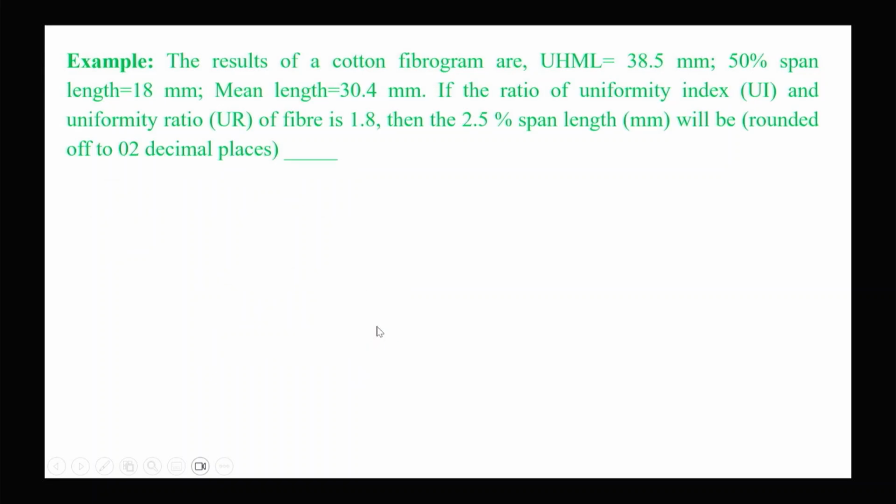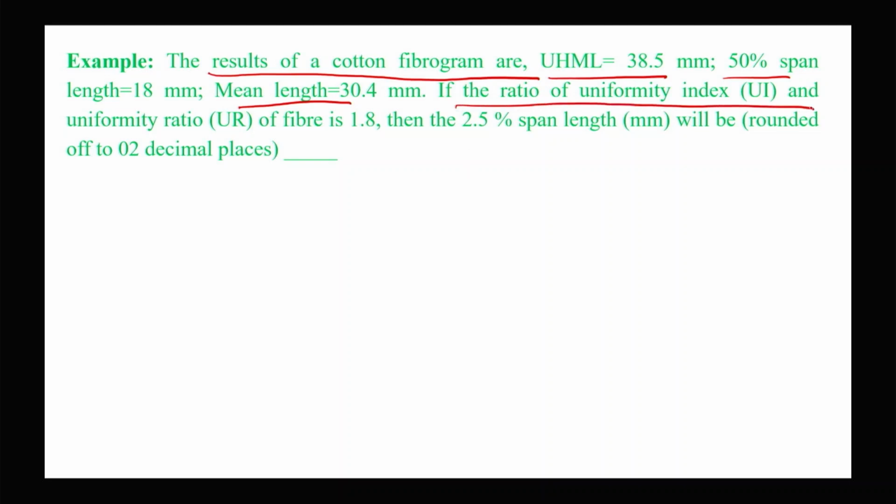Next is the result of a cotton fibrogram. Upper half mean length, 50% span length, mean length. Again, if the ratio of uniformity index and uniformity ratio are this, so again we should see.